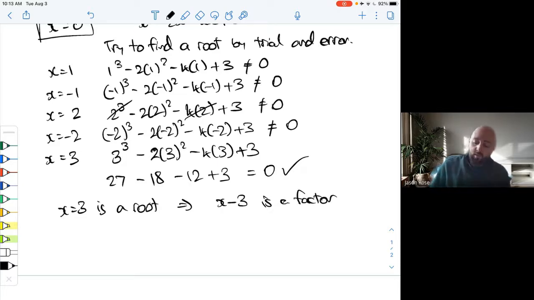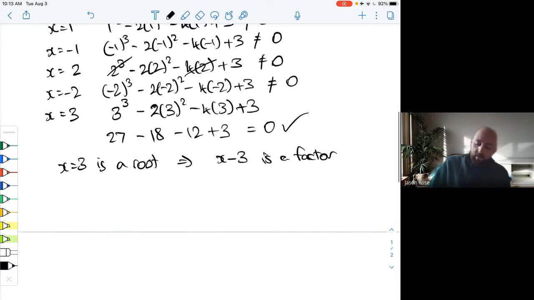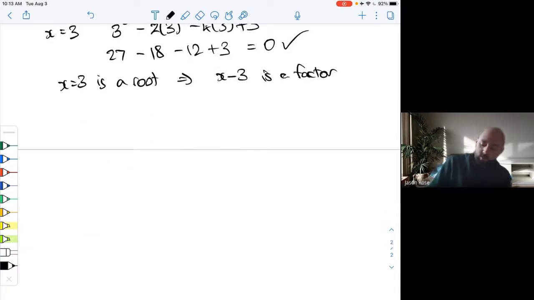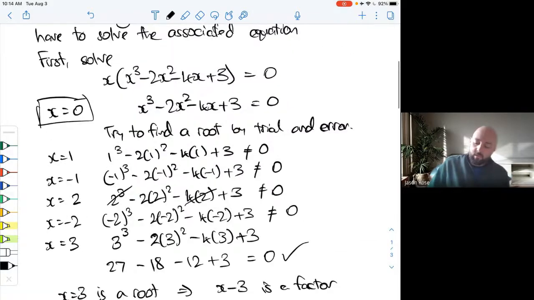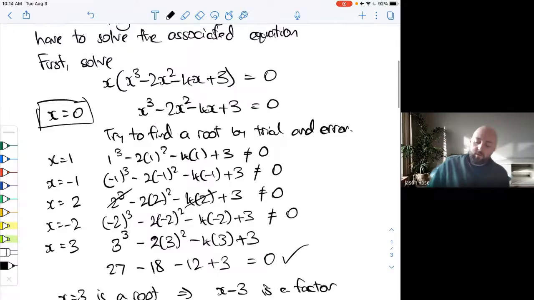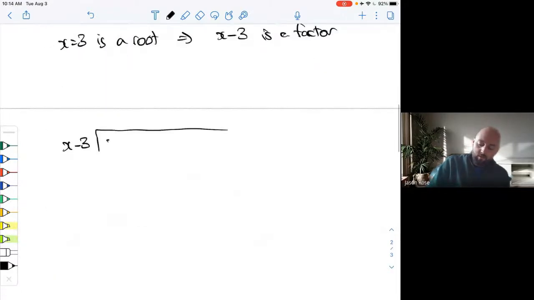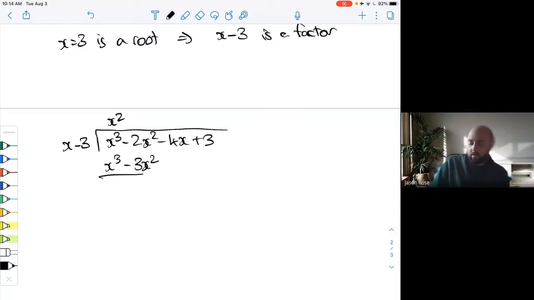Okay. So once we found a root, we found a factor. And what's next is to do some long division. So we're going to divide x minus 3 into x cubed minus 2x squared minus 4x plus 3. Dividing in here, we get x squared minus 3x squared. So changing signs to do my addition here. 3 minus 2 is 1.